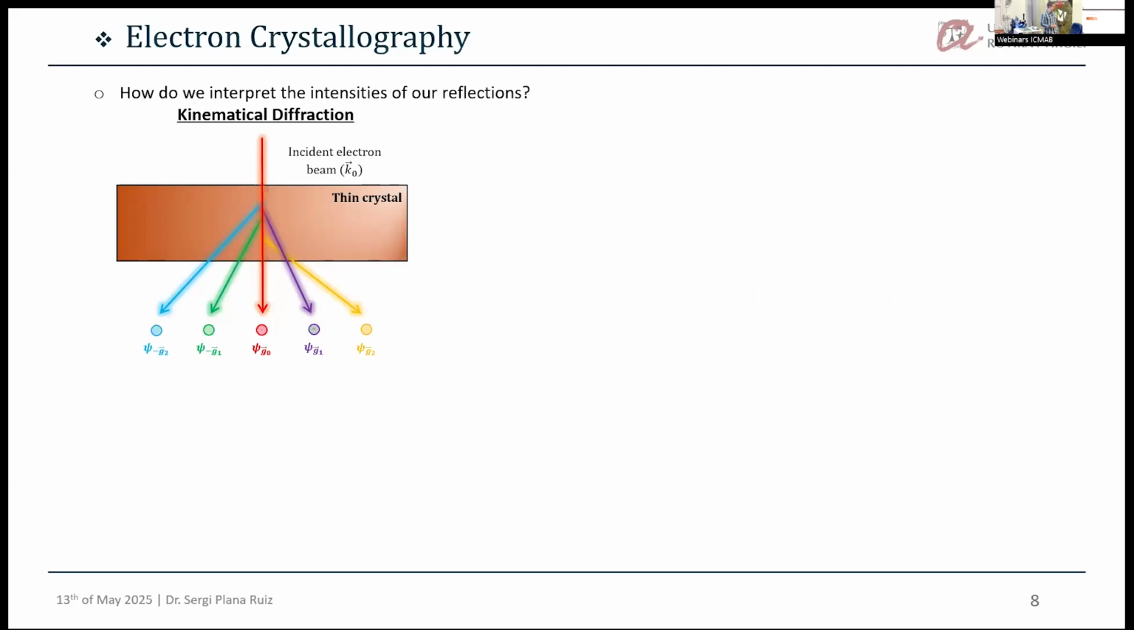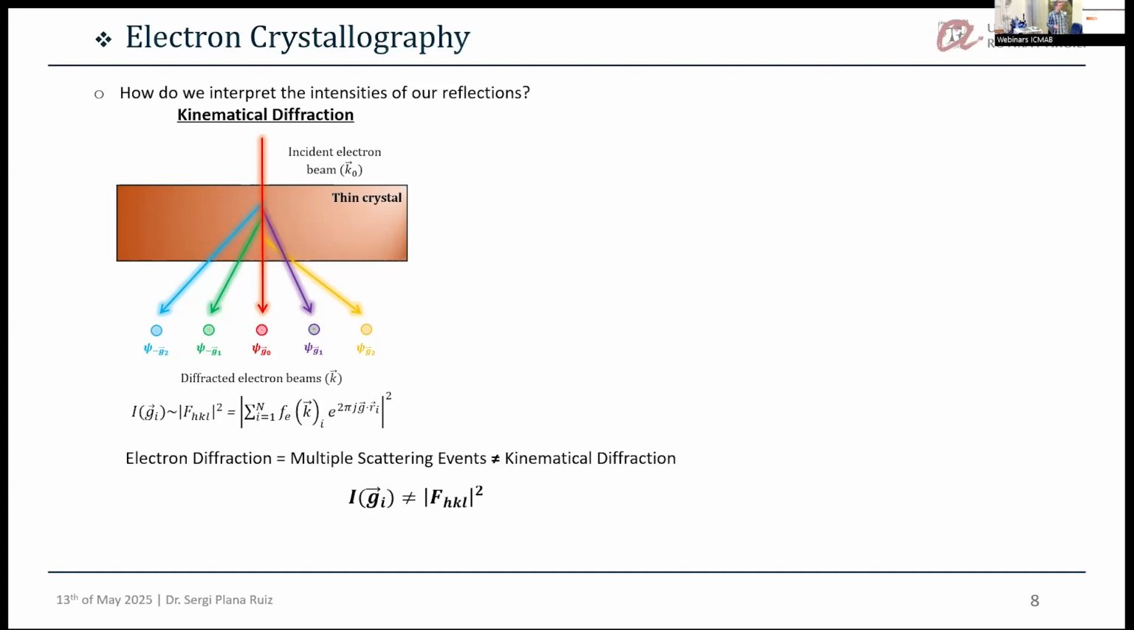Okay, how do we interpret the intensities that we have in our reflections? You could use the kinematical diffraction, where every electron or particle interacts one time with your crystal. So we would have this typical formula in which intensity is proportional to the square of the structure factor for a given reflection. However, once again, there are multiple scattering events. So you could not consider the kinematical diffraction theory as a correct way to interpret the intensities that we have in the reflections. You could see this in an image.